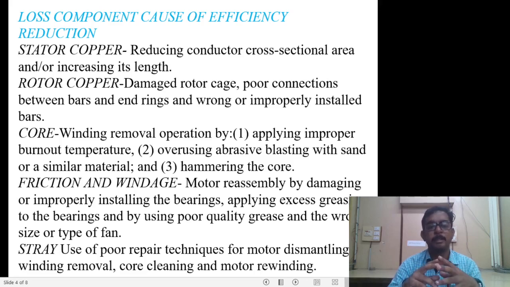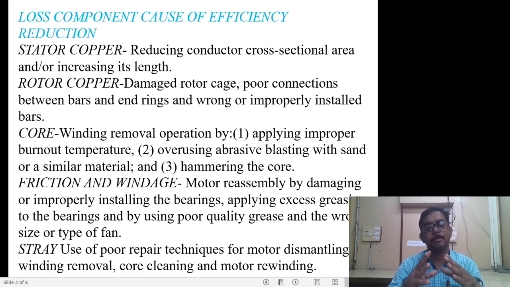Another point is applying excessive greasing, that is, using poor quality grease or over oiling. As everyone knows, these induction motors are open to the atmosphere, and the atmosphere contains dust particles. Due to that, if grease is excessively applied, dust gets collected on the bearings, and again friction loss may increase. So for that purpose you have to do proper maintenance for reducing the windage and friction losses.